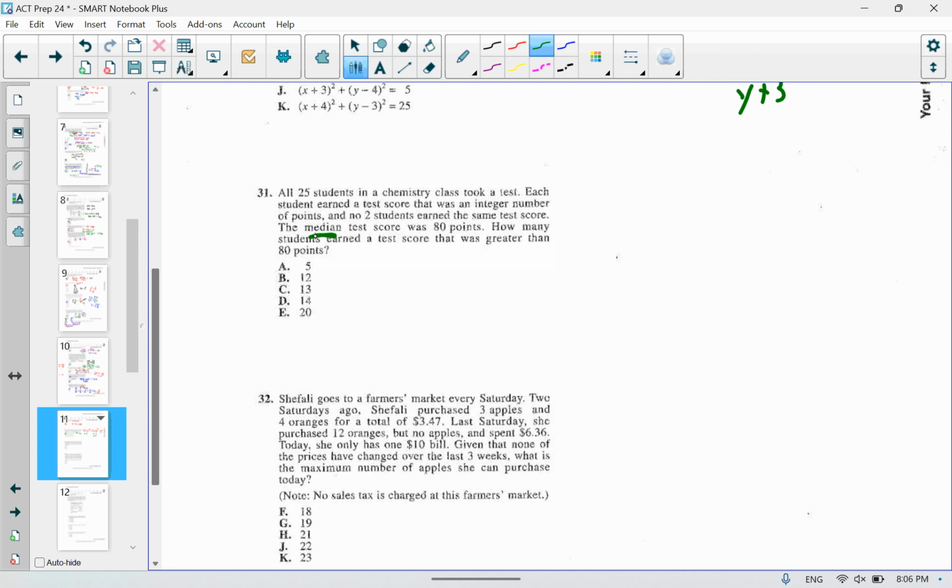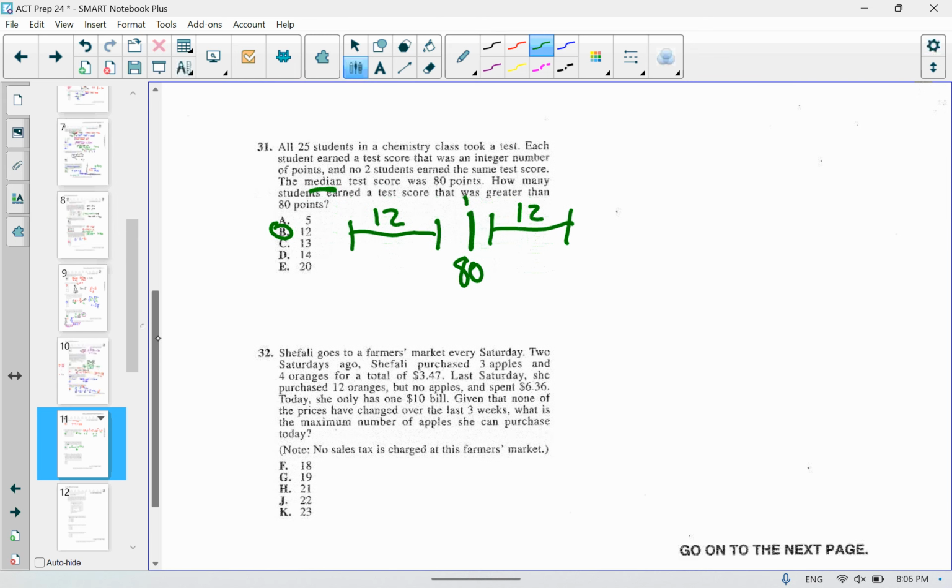So median is always my middle number. Okay, no two students earn the same score. So I know that I have 12 students who got below my middle number, or median, excuse me, being 80, and I have 12 students who got above, because this is one student. 12 plus 1 plus 12 is all 25. How many students earned greater than 80? Well, 80 is my median, so I would say that 12, half my class, earned higher than that.